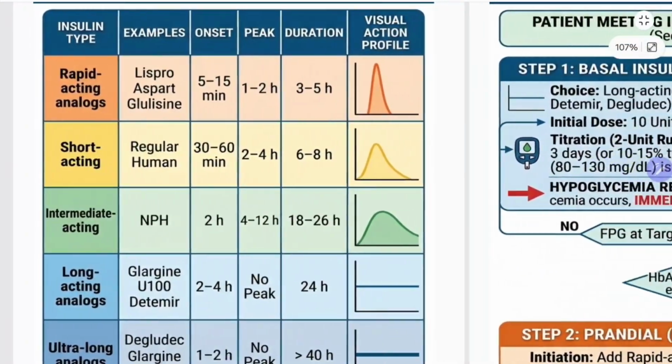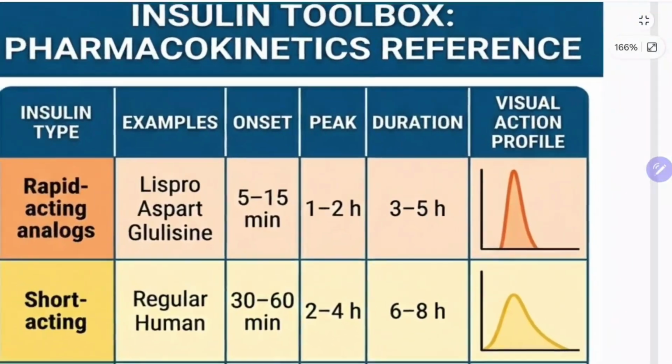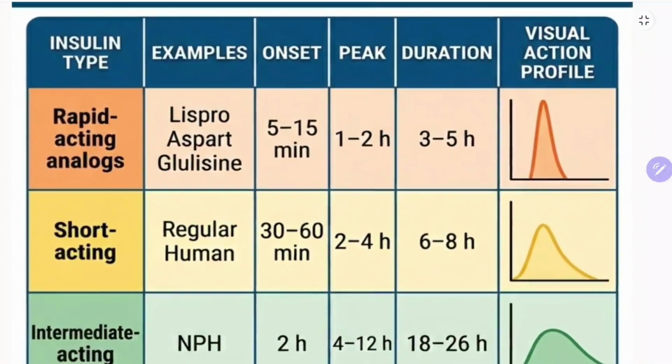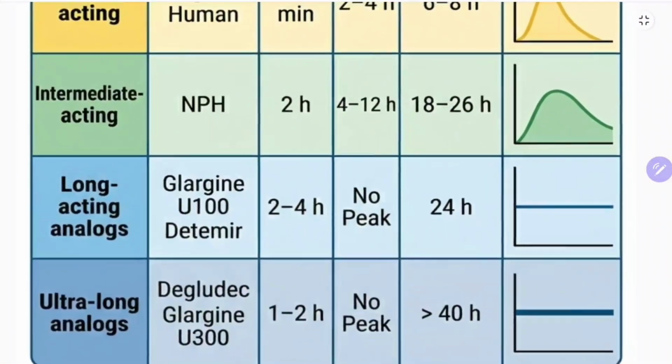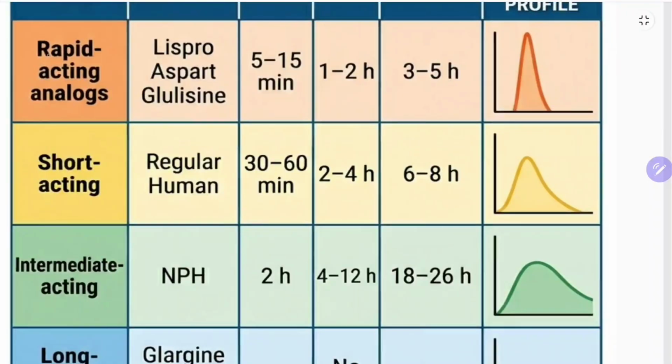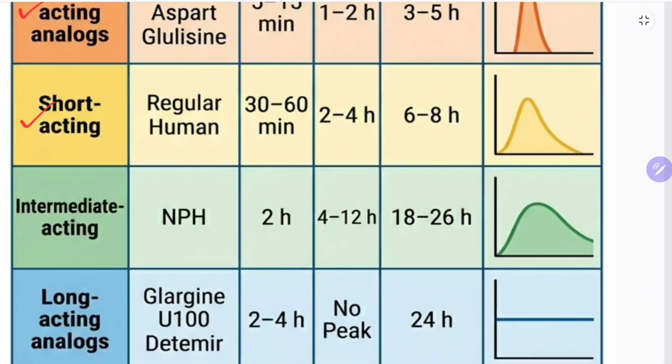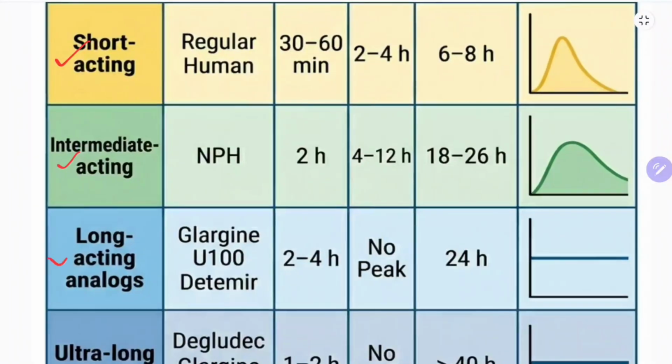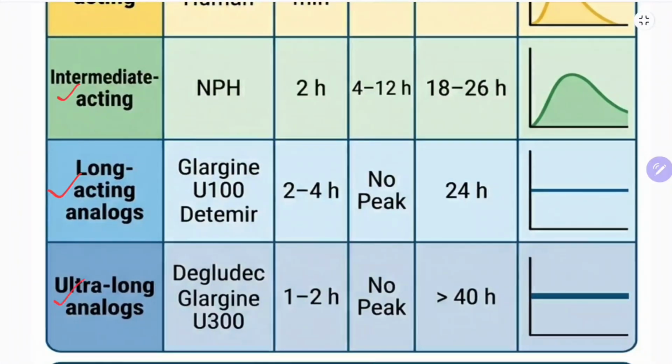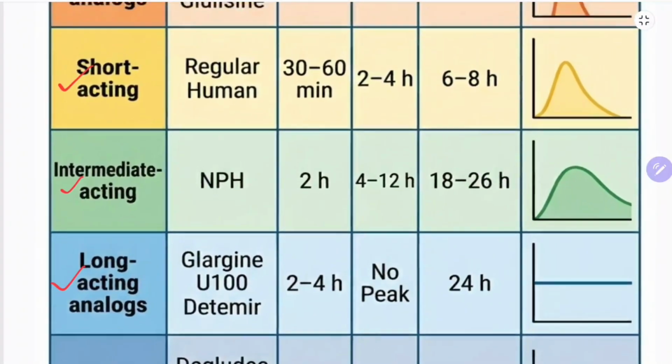So we should know about the different types of insulin which we give. Remember, there are 4 types of insulin. Number one, rapid acting analogs. This is not insulin, it is an analog. And there is short acting insulin, intermediate acting insulin, long acting analogs, and ultra long acting analogs.